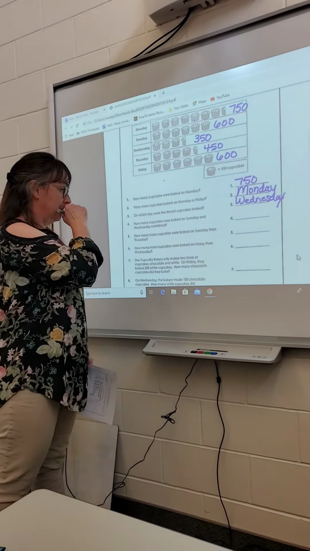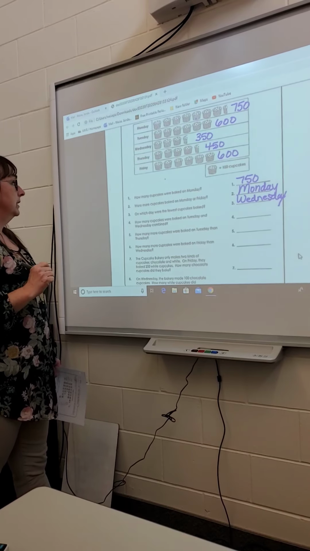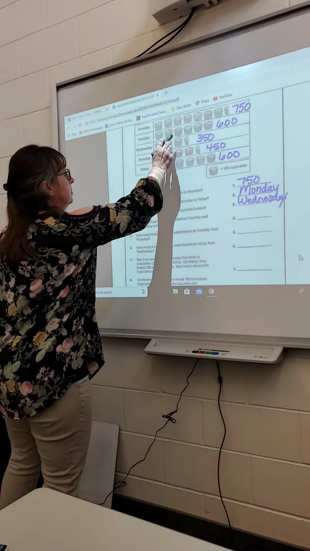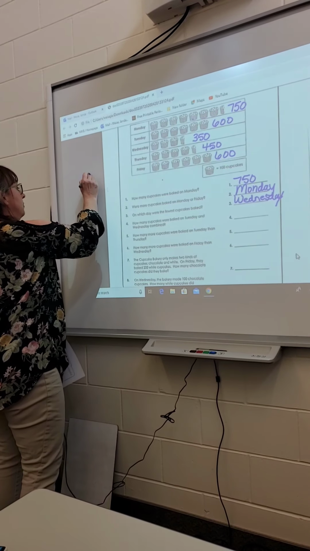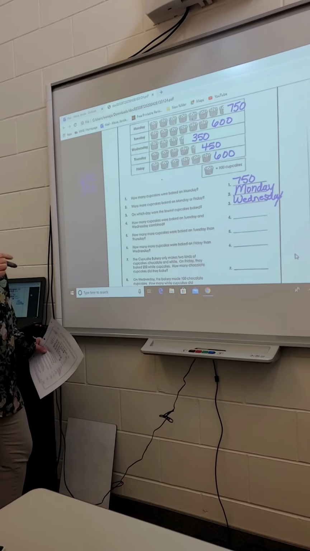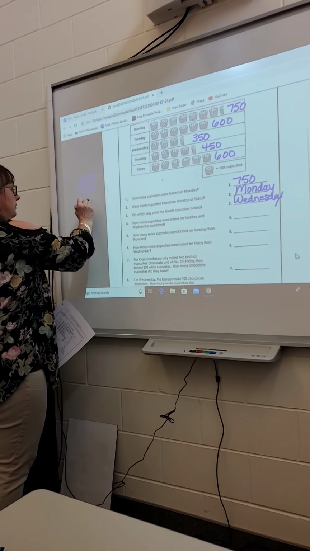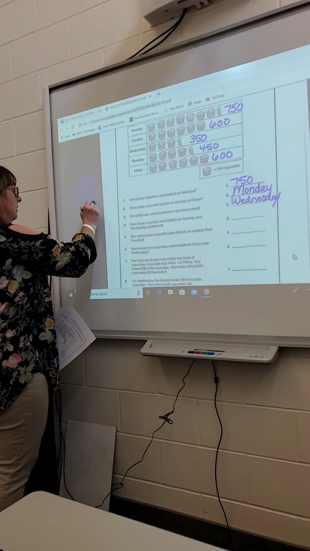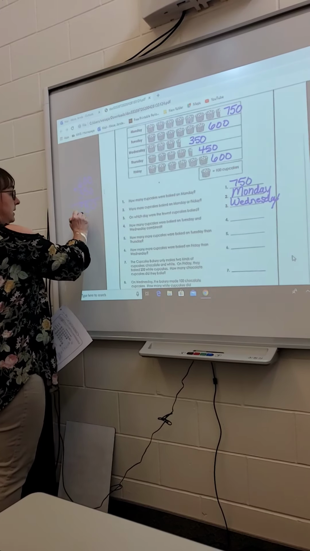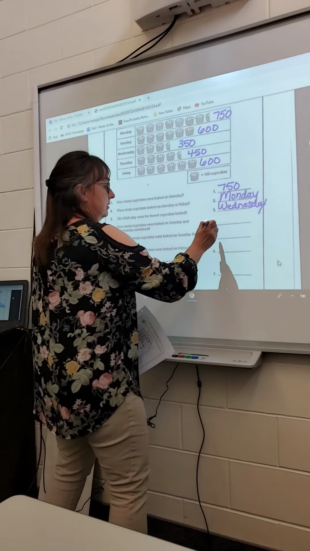How many cupcakes were baked on Tuesday and Wednesday combined? So we need to do some math here. Tuesday was 600, Wednesday was 350. We want to know how many were on both days, so we're going to add. 0 plus 0 is 0. 0 plus 5 is 5. 6 plus 3, 9. So it's 950.